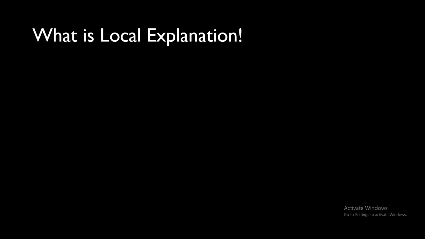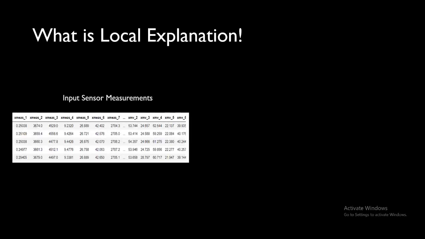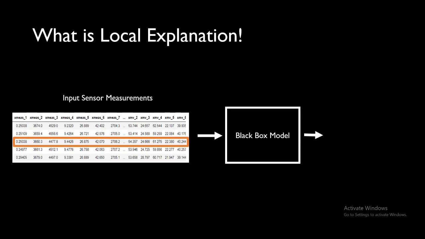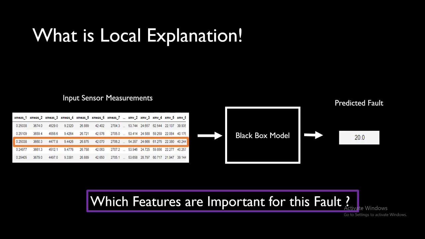So what is the local explanation? We'll understand that in the context of our use case, which is the Tennessee Eastman data. From the entire plant, we're continuously monitoring our sensor measurements. This is a sample of the sensor measurements. Let's say for the one that I have highlighted, we put it in the black box and we get an output saying the predicted fault is fault number 20. As soon as the operator gets this result, the first question will be why, and which features are leading this black box model to predict this particular output. That is what is called local explanation.